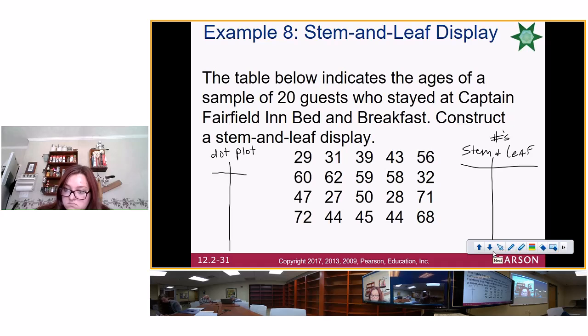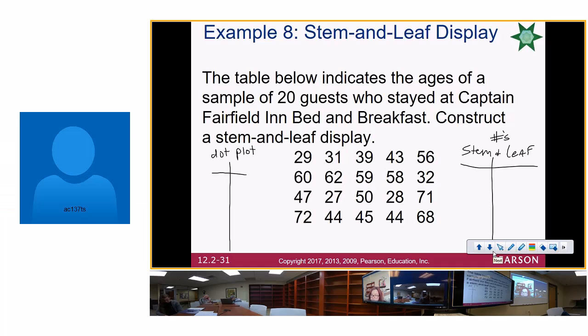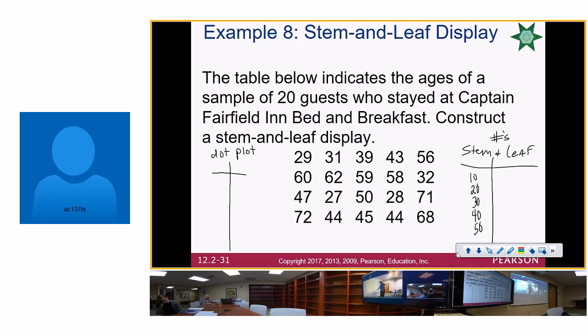27, 28. I see a 28, okay. So I'm going to put a 10 here, a 20 here, a 30 here. What's our highest number? 72. There, 60 and 70. 72. Okay. So I could have an 80 on there. Let's put an 80 if it'll fit.